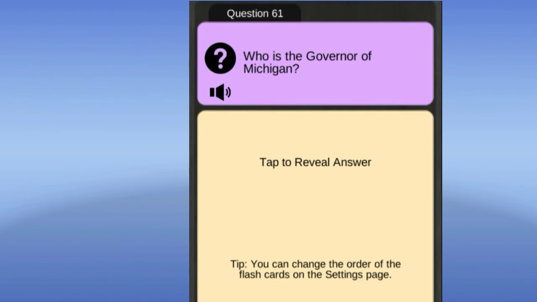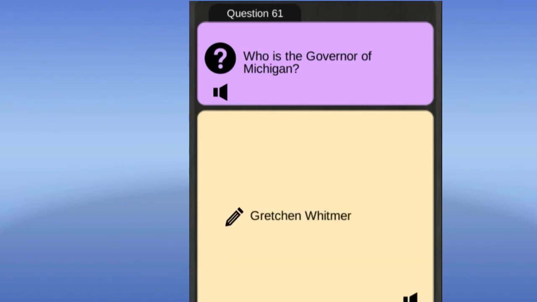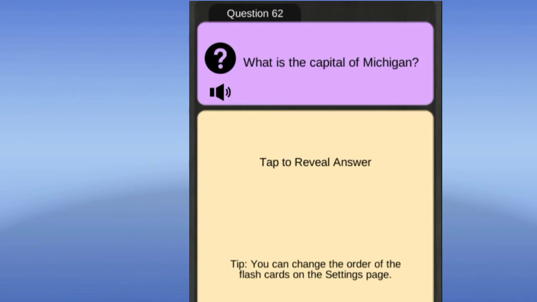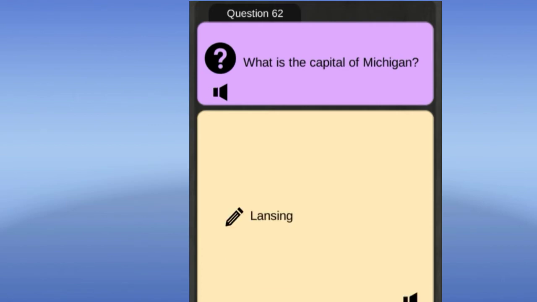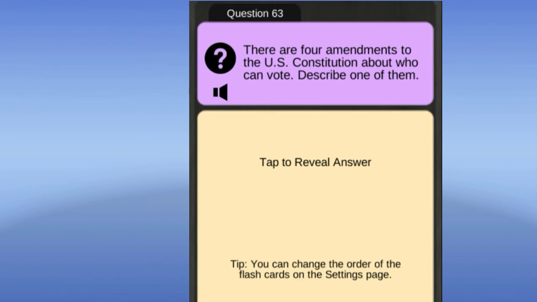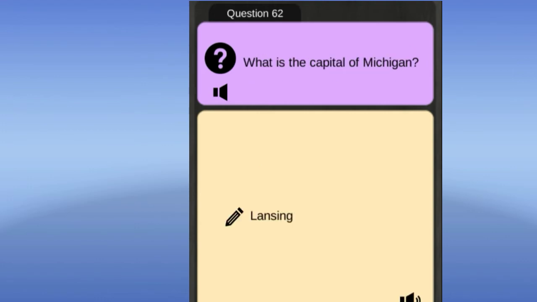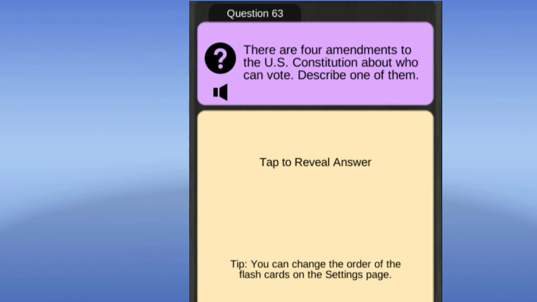Who is the governor of Michigan? Gretchen Whitmer. What is the capital of Michigan? Lansing.